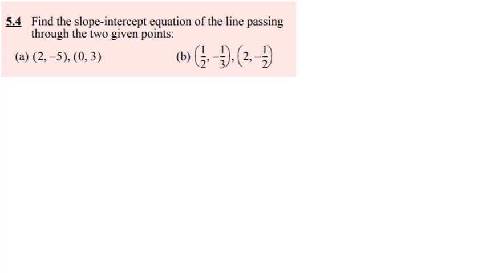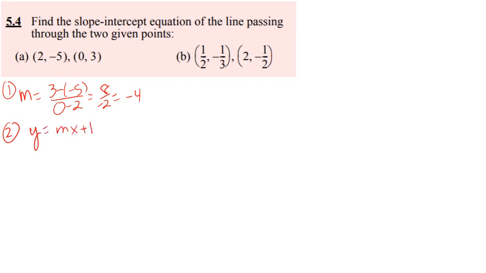Okay, at this point, I would ask you to try these two problems on your own. So I would pause the video, see if you can do it, and then play the video again to see how I'm doing it. Okay, so the first step again is to find the slope for each one. It's 8 over -2, so I got -4. And now I'm going to plug into the slope-intercept formula.